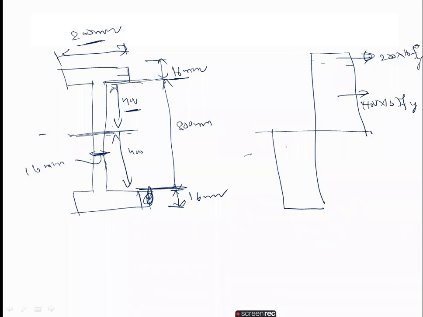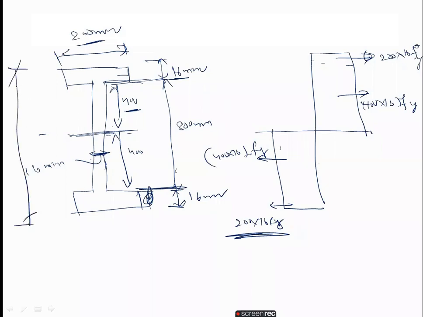You will get the load like this. Again here also the same thing, 400 into 16 into Fy. And here also 200 into 16 Fy. Area into stress gives you the load. The total length, from here to here, is 800 plus 16 plus 16. And if it is only up to the neutral axis portion, it is 800 plus 16 by 2 plus 16 by 2, because we take up to half of this portion and half of that portion. It may be 816. So these are the values they gave.